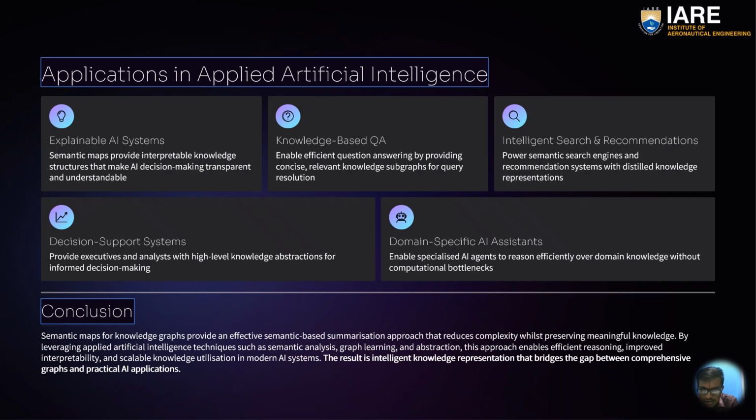Knowledge-based question and answer systems. It enables efficient question answering by providing concise, relevant knowledge subgraphs for query resolution. It is used in intelligent search and recommendations, because powering semantic engines and recommendation systems with distilled knowledge representations is genuinely applicable there. And it is used in decision support systems.